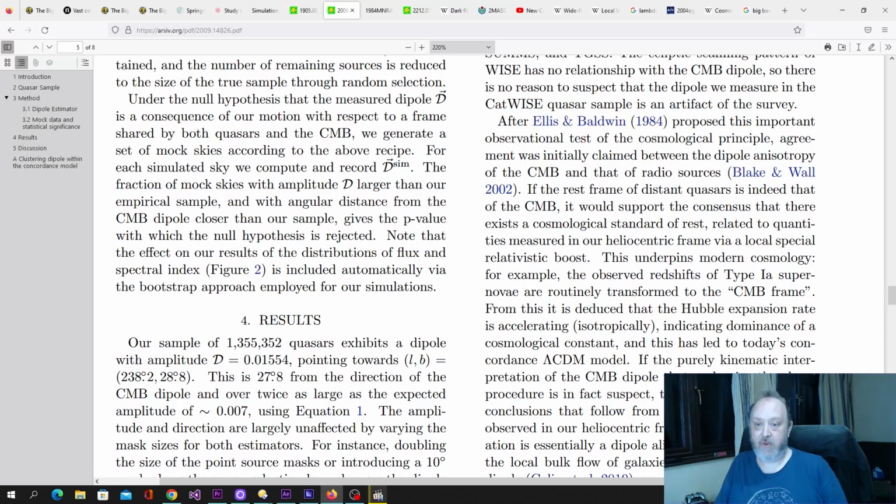After Ellis and Baldwin, 1984, proposed this important observational test of the cosmological principle, agreement was initially claimed between the dipole anisotropy of the CMB and that of radio sources. So that's why the Doppler shift explanation has been agreed upon for a good number of years, but looking further out into the galaxy, with a much larger data set, this doesn't seem to be the case. The two are not matching up, as in the previous sources.